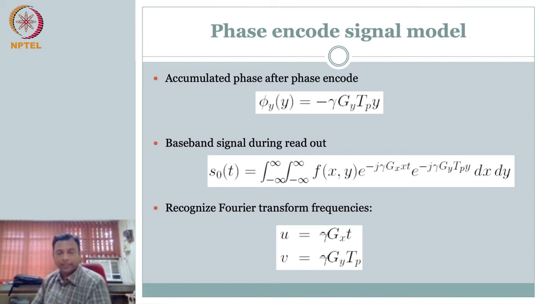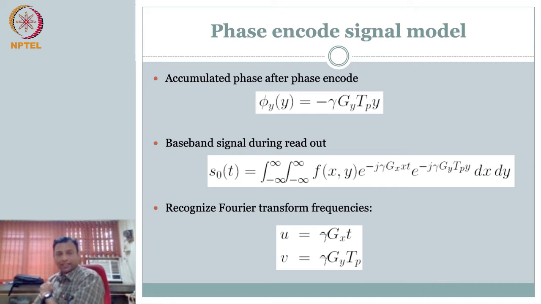Phi y is the accumulated phase for the duration over which you are applying the phase encoding: gamma Gy tp, and wherever it is at y. So the gradient is applied along the y direction, right? Gy y. So the maximum phase will be gamma Gy tp y. Okay, so your phase is given like this. How does your baseband signal change? Your baseband signal is the same as before. The only thing is x is varying with the readout time t. In your y direction you have this phase information.